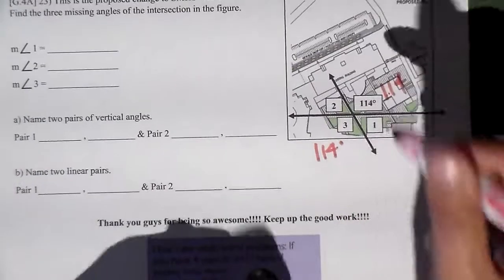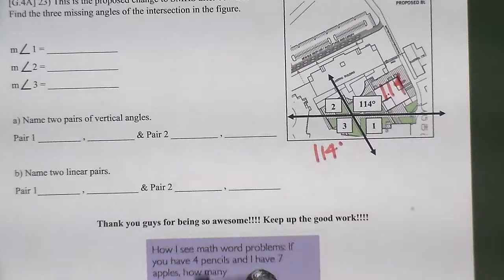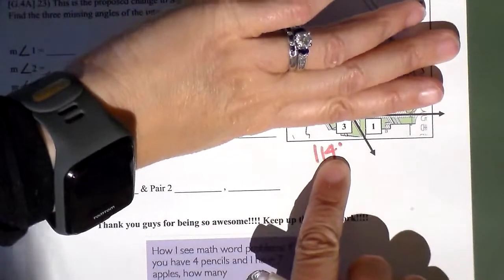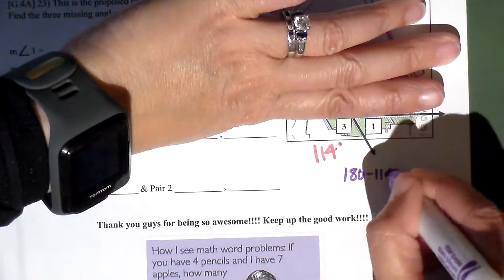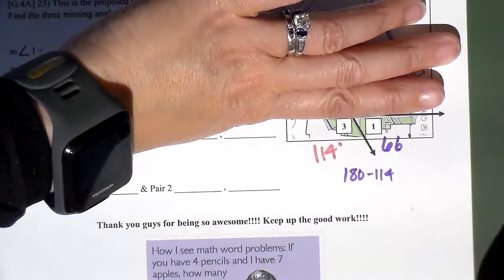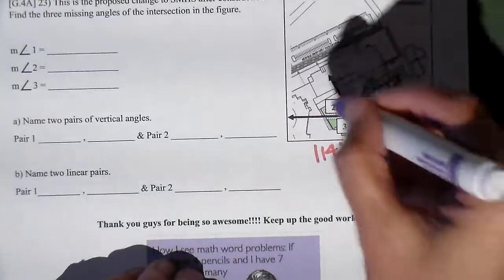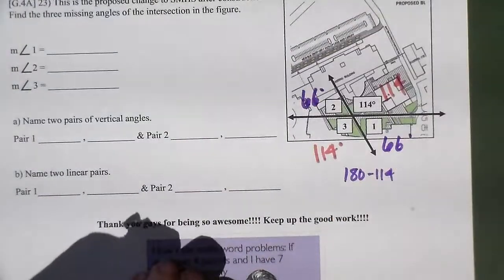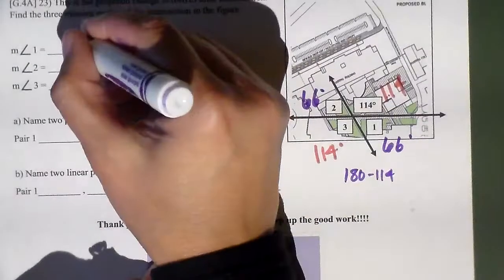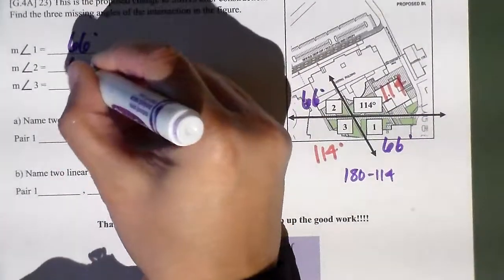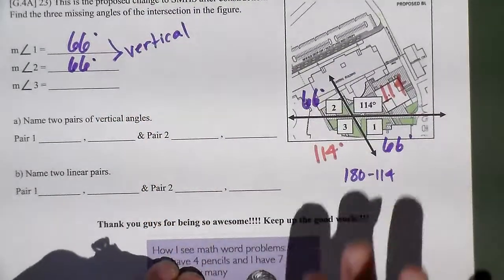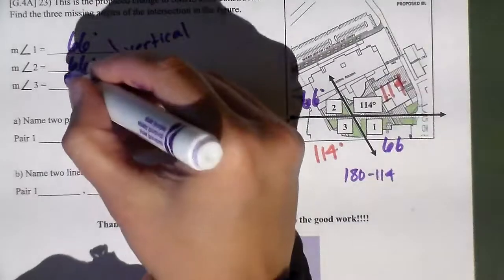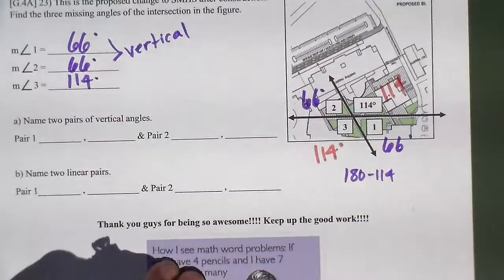Now let's look at the linear pairs. Linear pairs are on straight lines. If that's 114, what's its neighbor? 180 minus 114, and you'll get 66 degrees. If that's 66, it's vertical with this one, so that one's 66. That's how we got all these angles. Angle 1 was 66 degrees. Angle 2 was 66 degrees because they're vertical. And angle 3 was 114 because it was vertical with the angle that was 114.